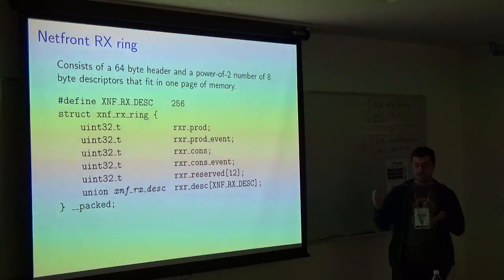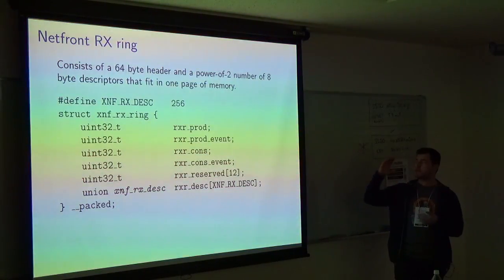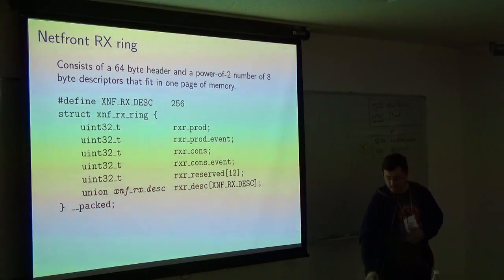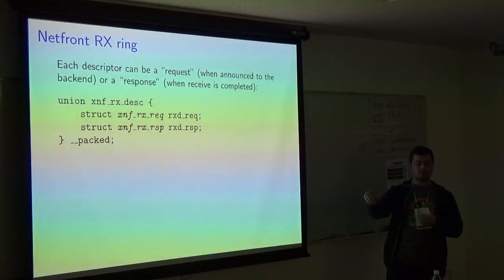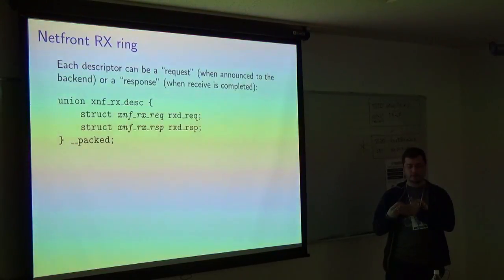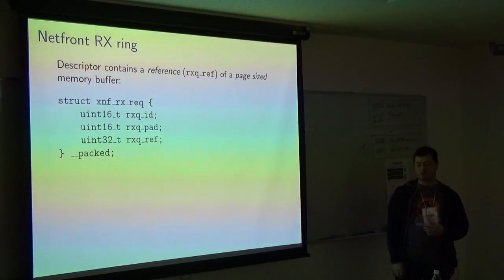That front RX ring consists of a 64-byte header and a power of 2 number of 8-byte descriptors that fit into one page of memory. That basically gives us this: 256 descriptors and a bunch of indices. The descriptor itself can be thought of as a request or response depending on when you look at it. When you're about to produce the buffer on the RX ring, when you want to prepare it for the device to write into the buffer, we call it a request. Once the device or hypervisor has written into the buffer, it signals the completion, and then we'll look at it as a response. But it doesn't really matter for us at this point. We'll just look at the request. The request contains a 32-bit reference.